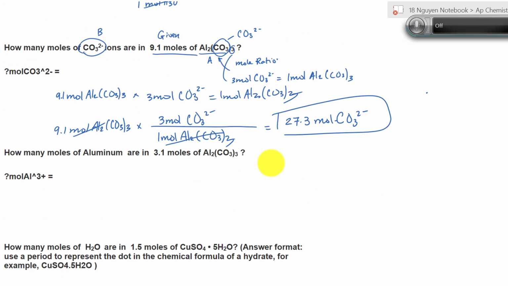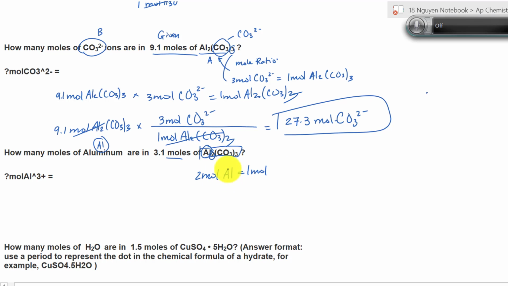Now let's try another problem. We have how many moles of aluminum are in 3.1 moles of aluminum carbonate. So if we look at this, this is aluminum, okay? And aluminum is right here. So from here, we can actually find a conversion factor. In this case, it is mole. So first thing first, we have to look at this and say, can I find a mole ratio from this particular chemical formula? So of course, there's a 2. So we have 2 moles of aluminum equal to 1 mole of the whole entire thing, right?